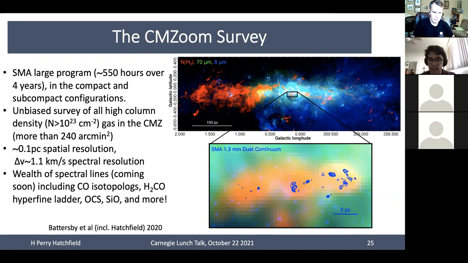And we were able to resolve these clouds to sub-parsec resolution, to a spatial resolution of about 0.1 parsec. And in upcoming work, we're also going to release, in addition to the dust continuum at 1.3 millimeters, a whole bunch of spectral data, including carbon monoxide isotopologues, the ladder of formaldehyde hyperfine lines to get temperatures, and a whole bunch more lines and shock tracers and dense gas tracers. So there's going to be some exciting science coming from that down the road.